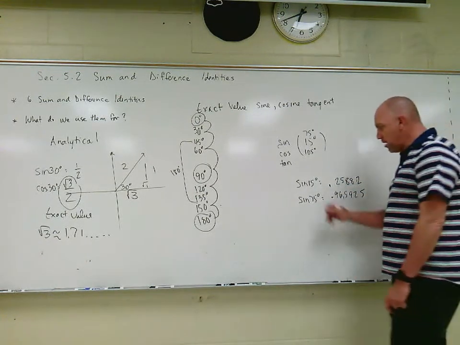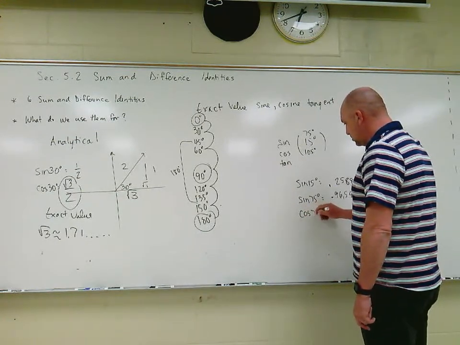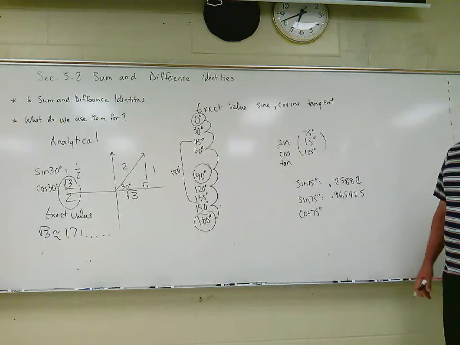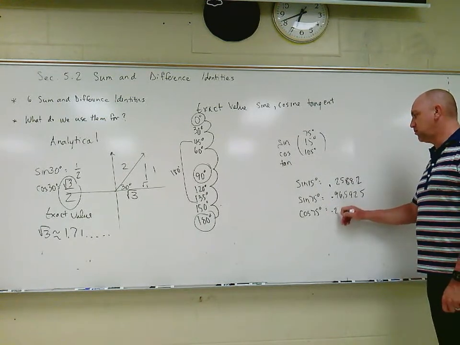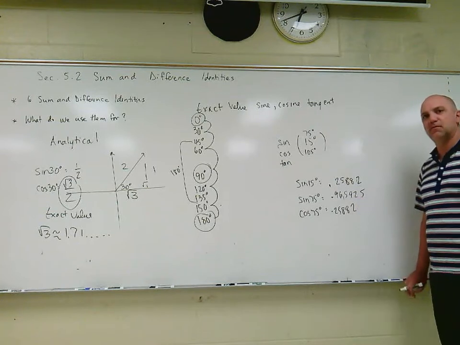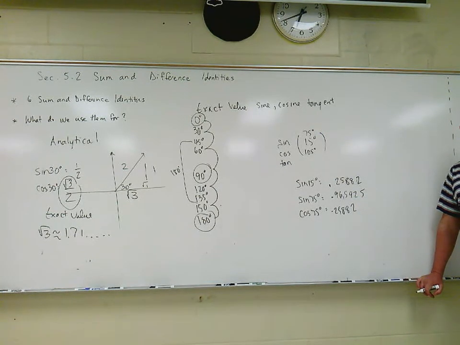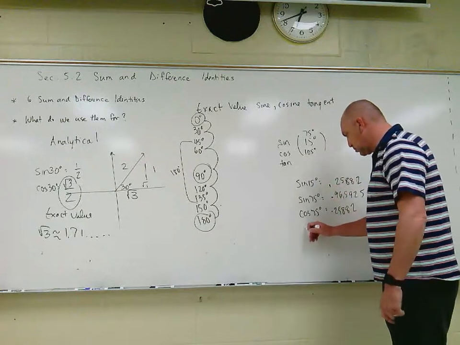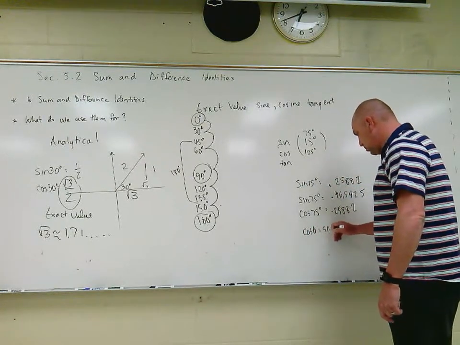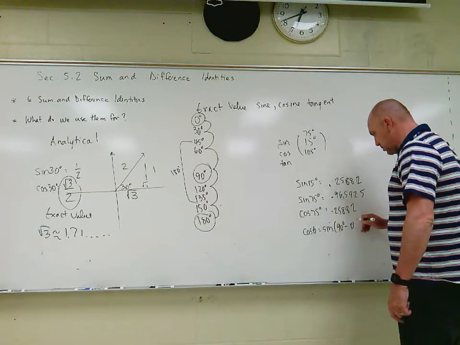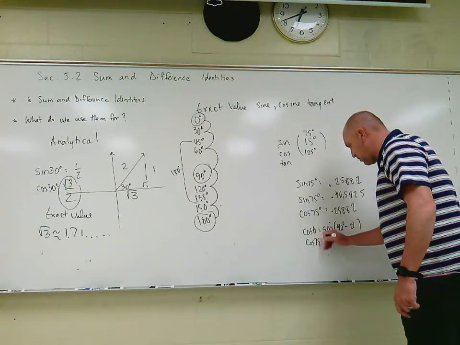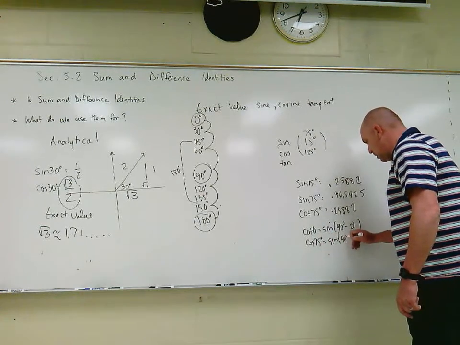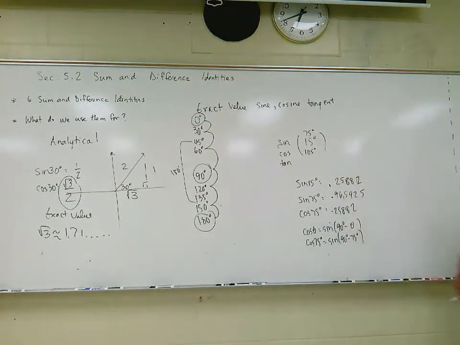Now look, I don't need a calculator for this. Cosine of 75, I don't need a calculator. I already know what it is. 0.25882. How did I do that? Well, you got the right idea. Complementary, or it's the co-function identities. The cosine of theta is sine of 90 minus theta. So the cosine of 75 is the sine of 90 minus 75, which is 15. That's how I already got that, okay?